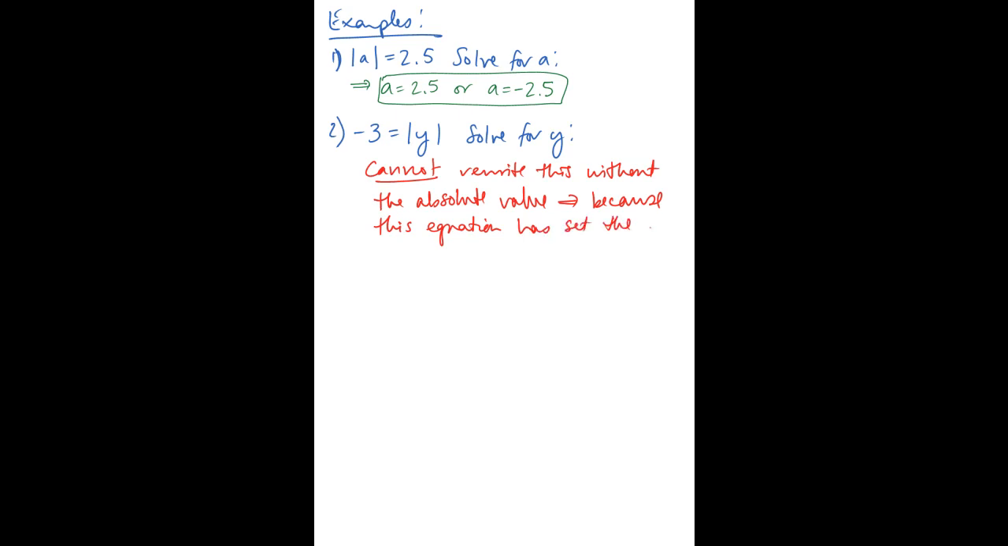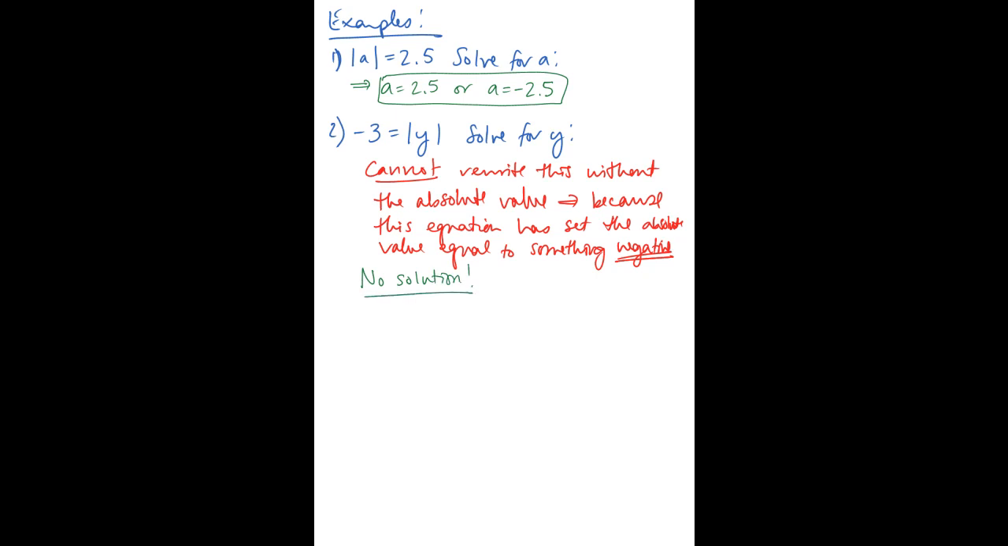has set the absolute value equal to something negative. So we can't get rid of the absolute value sign, because we can't rewrite that as y equals positive 3 or negative 3. Because, think about that, if we plugged in positive 3 for y, we would never get an absolute value of negative 3. And if we plugged in negative 3 for y, we'd never get an absolute value of negative 3. So there's nothing we can plug in for y to make this equation true. So the answer in this particular case is that there is no solution.